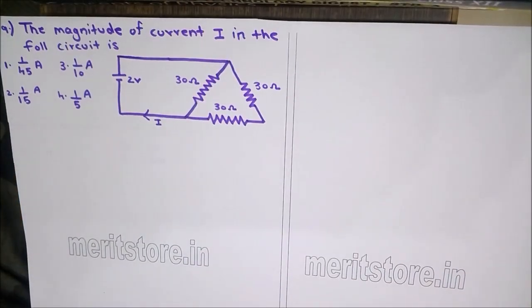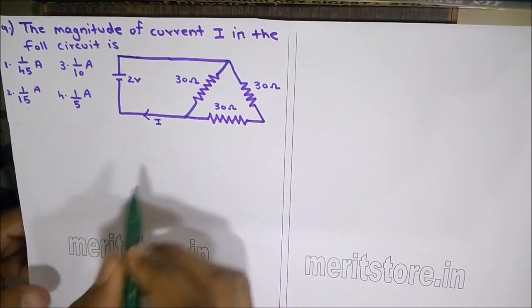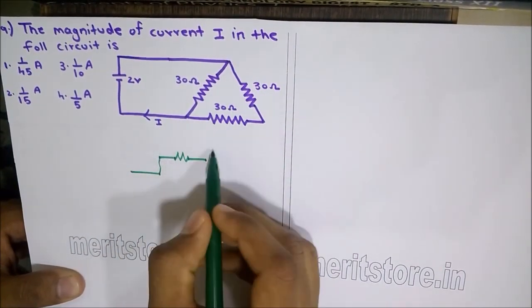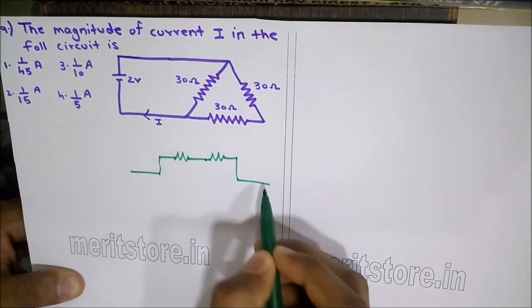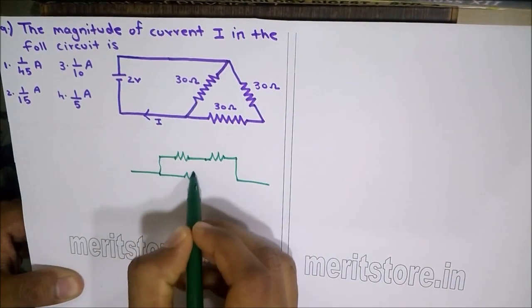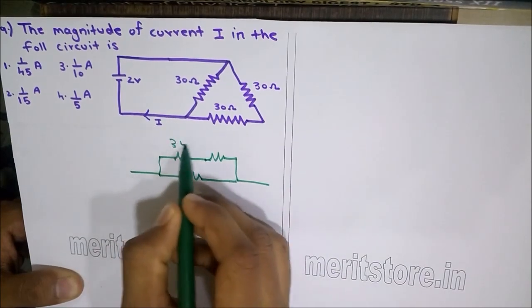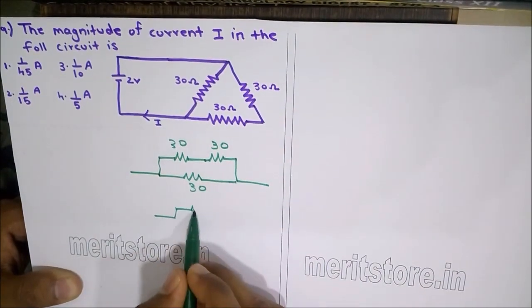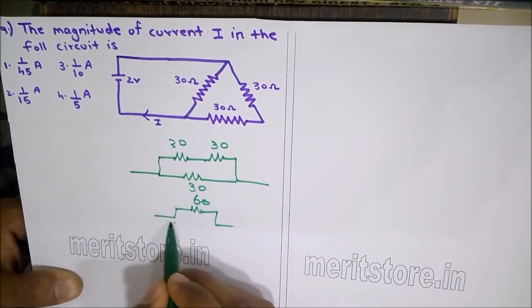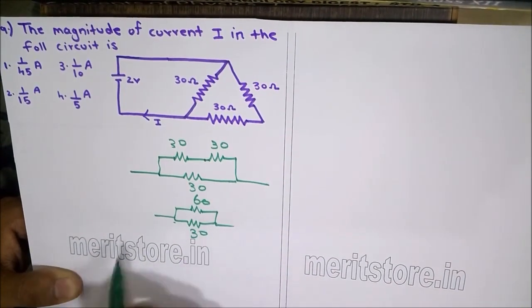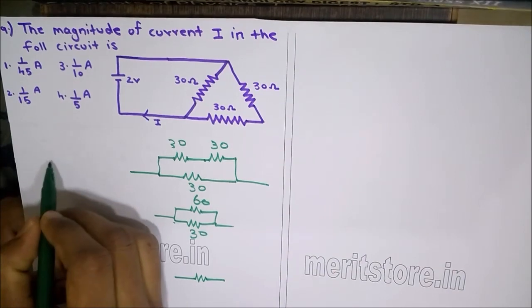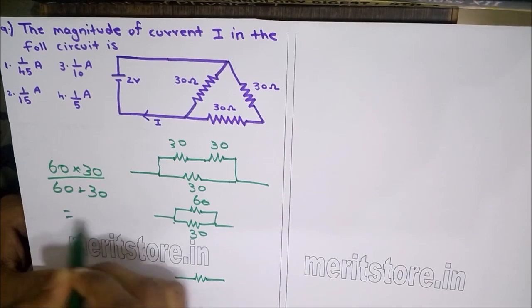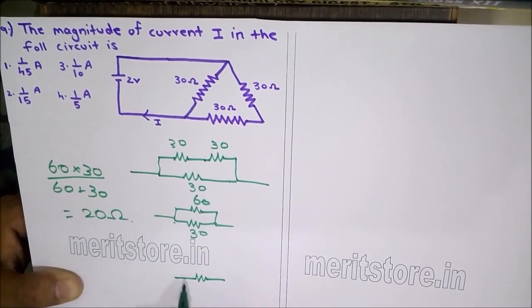The magnitude of current I in the following circuit is, let us simplify the circuit. This is a 30 ohm resistor in series with another 30 ohm resistor, and these two are in parallel combination with another 30 ohm resistor. These two series resistances of 30 ohm make up 60 ohms and in parallel with a 30 ohm resistor. So the effective resistance is 60 multiplied by 30 upon 60 plus 30, which is nothing but 20 ohms.